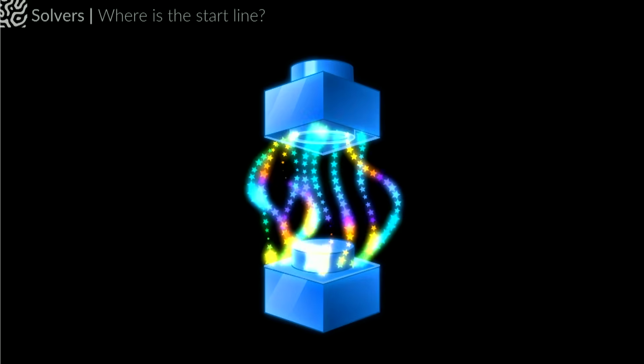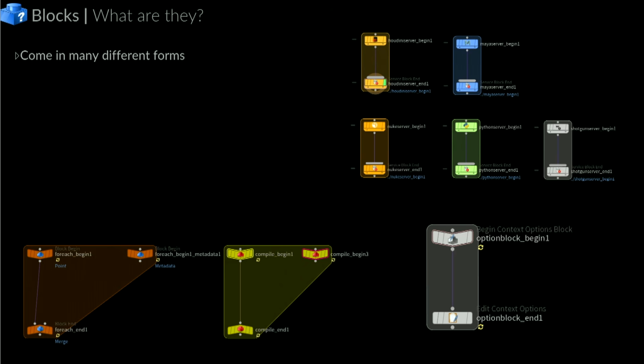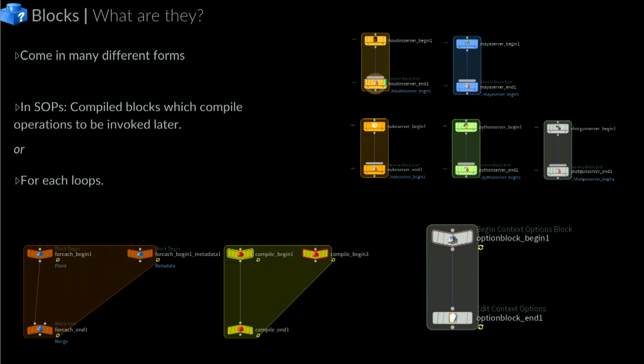But what do you actually need to make a solver in COPs? So we need a block. So what is a block? They come in many different forms. In SOPs, we can create compiled blocks where we can compile node operations and then invoke them later in different areas. Or we can use them more commonly in things like for each loops.